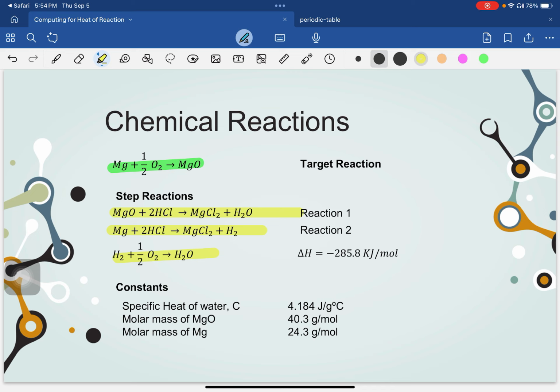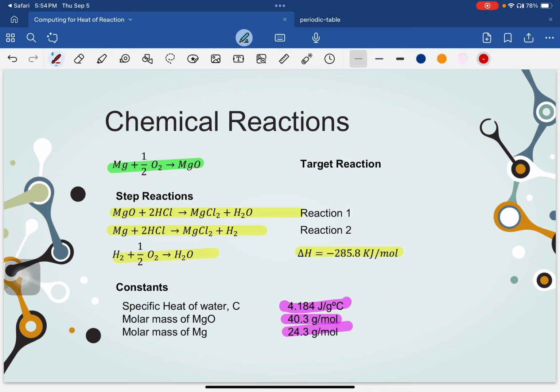And for the third reaction, we're already given the heat of enthalpy. It's negative 285.8. Remember, the negative sign always indicates that this is an exothermic reaction, meaning it is releasing heat. So for the constants, we'll be using the following. For specific heat, for this problem, I'll be using 4.184. Molar mass of MgO, 40.3. And then for molar mass of magnesium, that's 24.3.